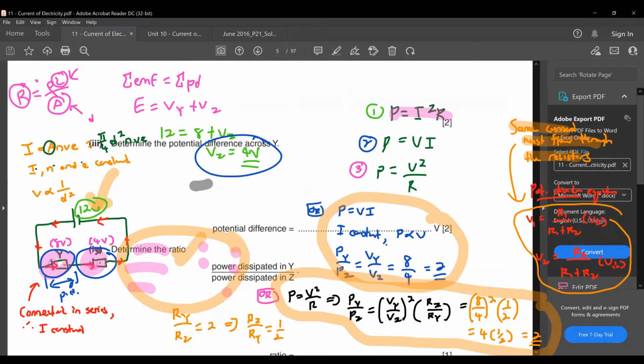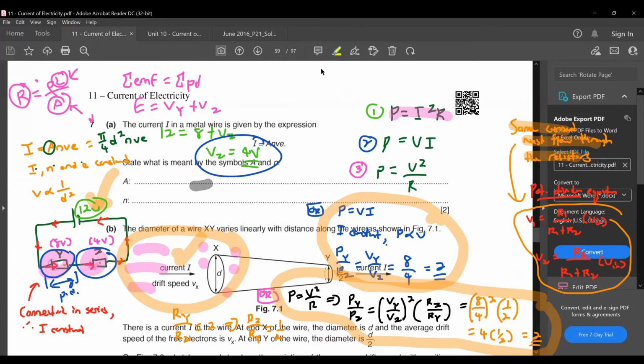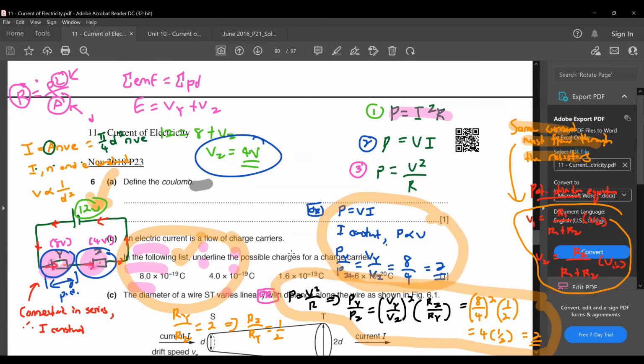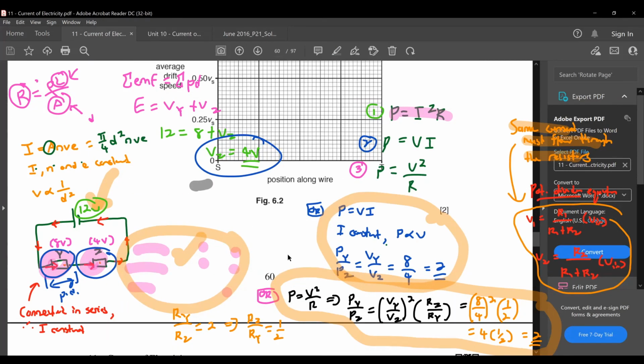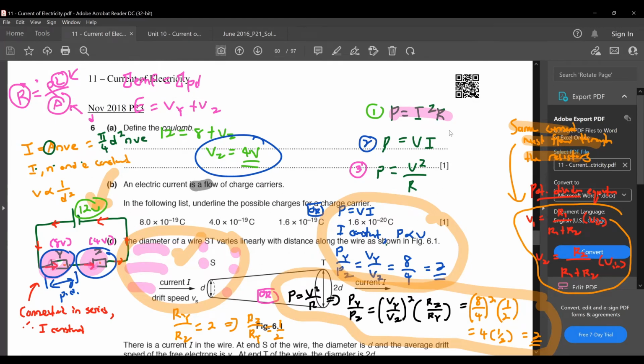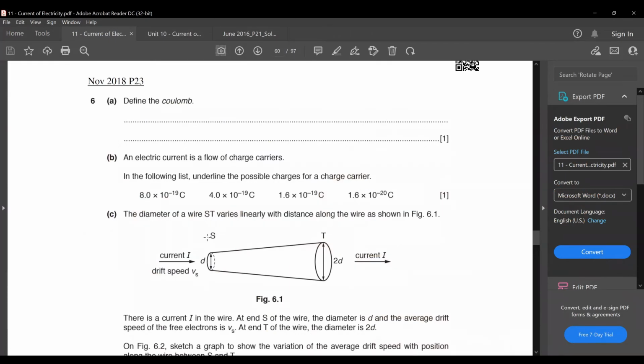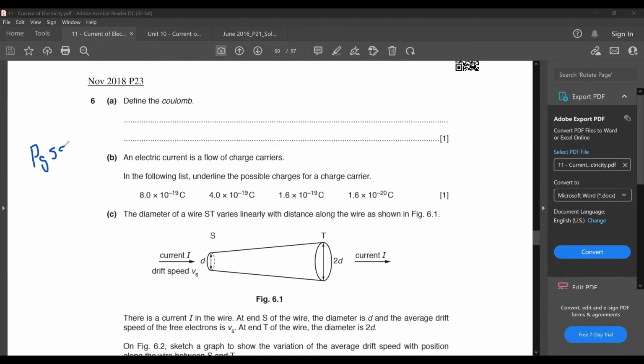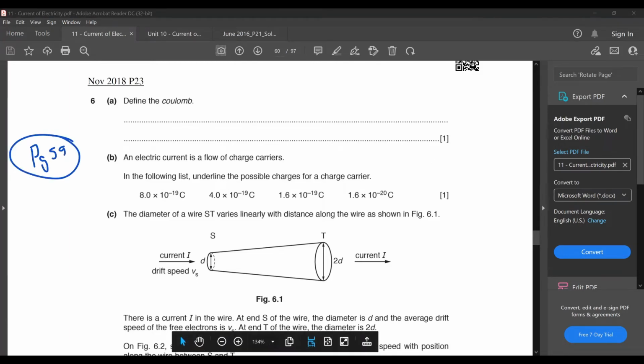What other questions here that I can do? Just now I did 59, is it? Now we go again to drift velocity. Have a look at page 59. November 18th, P23. So let me just do this for you.